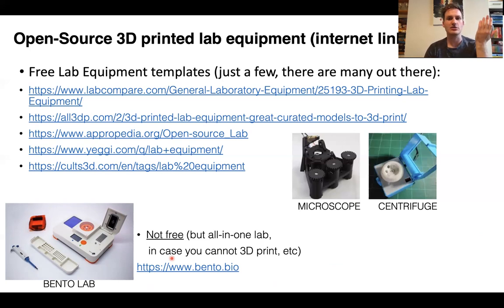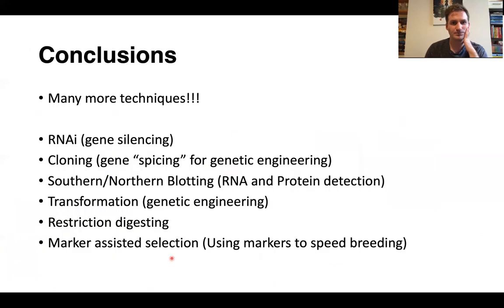So hopefully these are tools that make your research sound more feasible if you want to accomplish molecular goals. Anyhow, this is just an introduction. There's so much more going on in the molecular world. There's RNA, so silencing your genes. There's cloning, detecting RNA and proteins. There's genetic engineering, using the markers actually for breeding purposes. I didn't even get into any of that, so marker-assisted selection. So this is just an introduction.